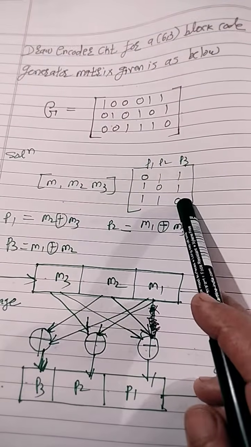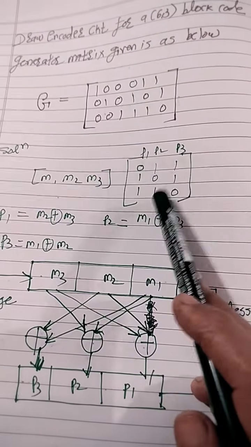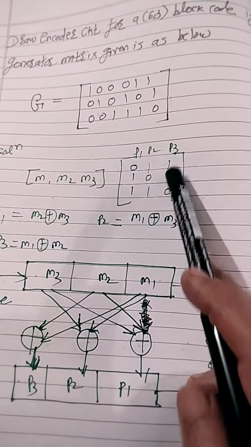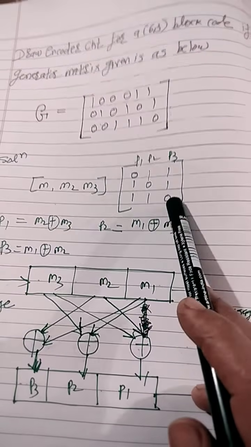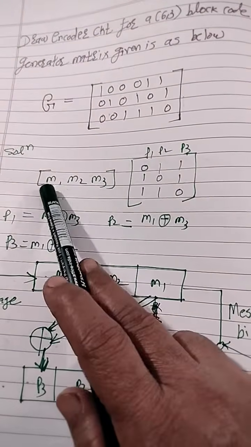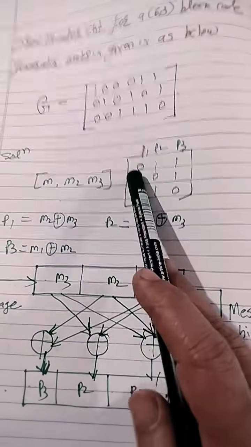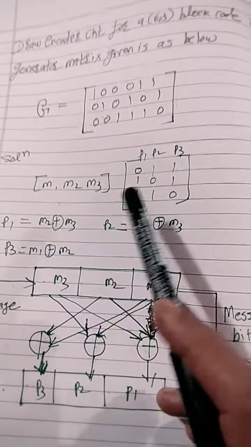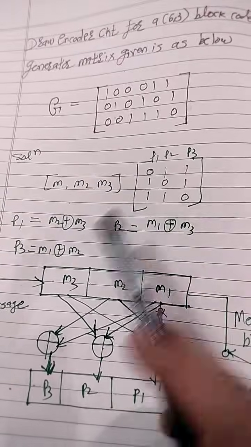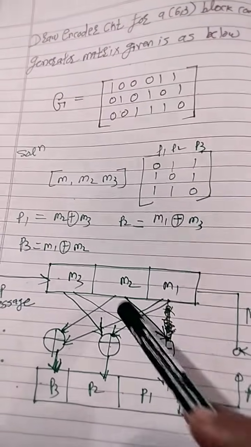So wherever 1 is there, that message bit you have to take. P2 is M1 plus M3. P3 is M1 plus M2. 0 you don't consider. You do the multiplication like this: M1 into 0, M2 into 1, M3 into 1. One multiplication will give M1, M2, M3 only, and 0 will be 0. So we are writing it as P1 is equal to M2 plus M3.